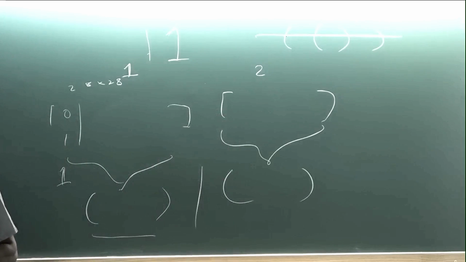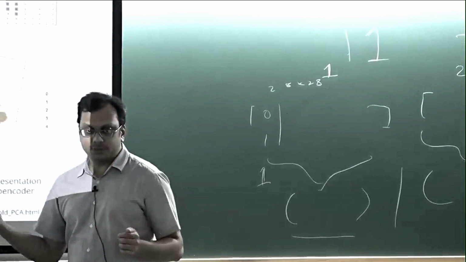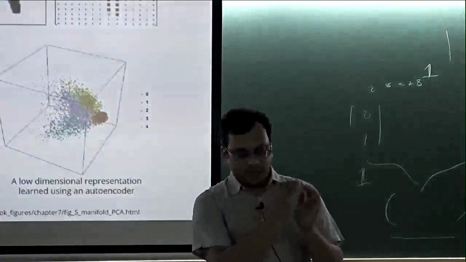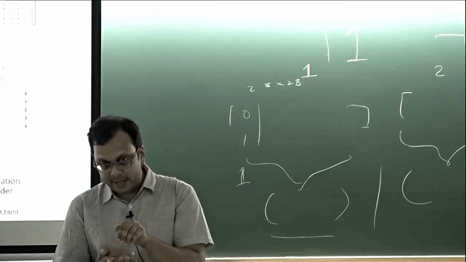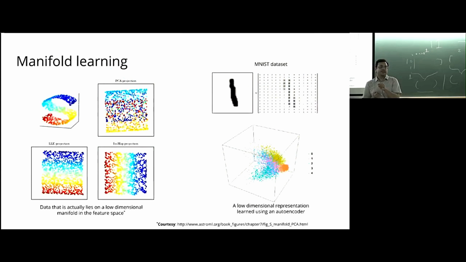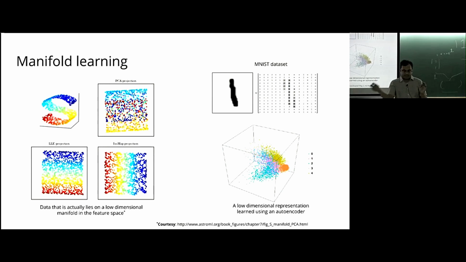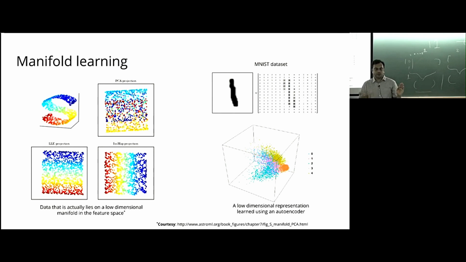Now, what an autoencoder does, which we used here, is to map it down in such a manner that the essential information is retained. How does it check whether the essential information is retained? By reconstructing it and checking whether it matches what I gave as input. That's why it's an autoencoder.